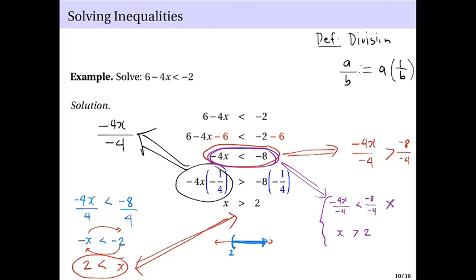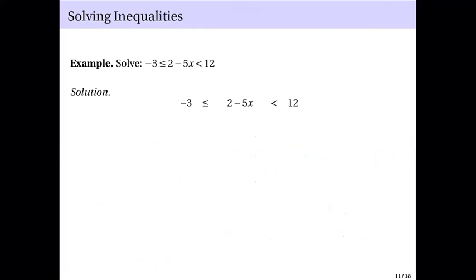Now, let us go to this example here. We have a chain of inequality: negative 3 less than or equal to 2 minus 5x less than 12. Notice we have two inequalities here, and in the middle, we have the expression with the variable.